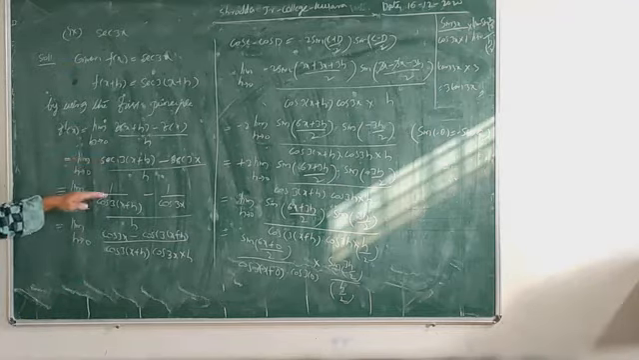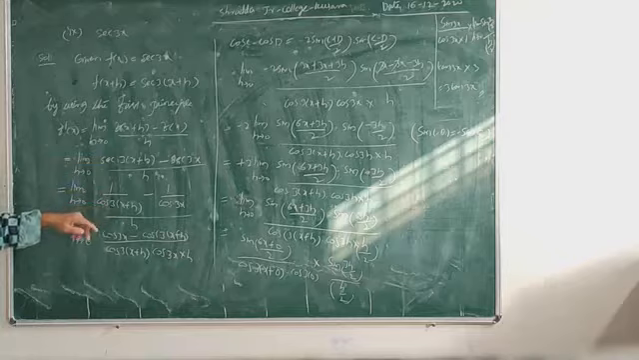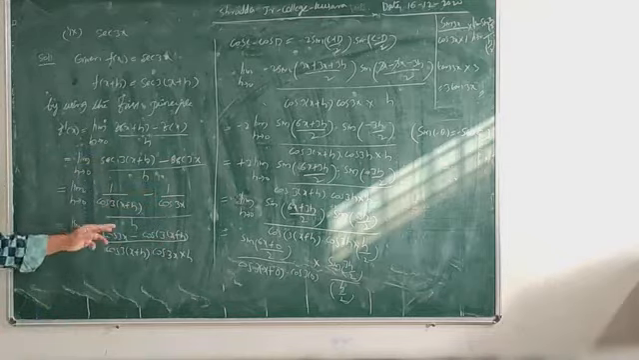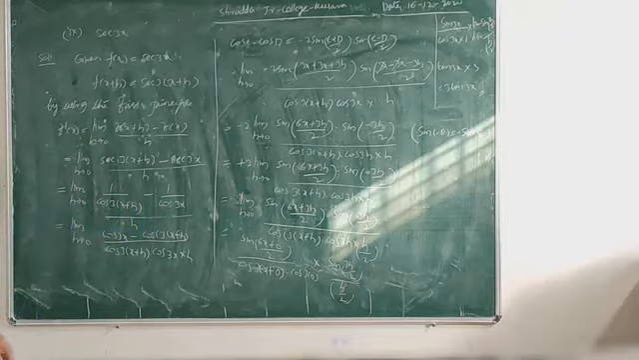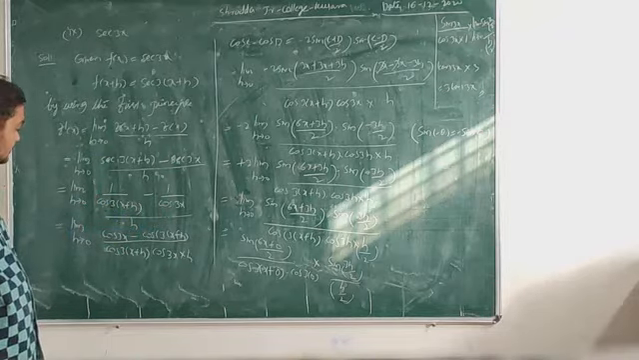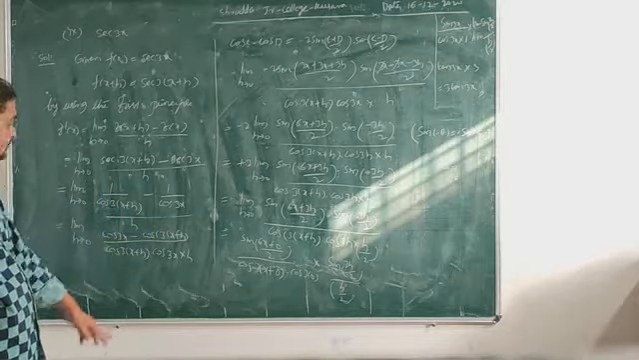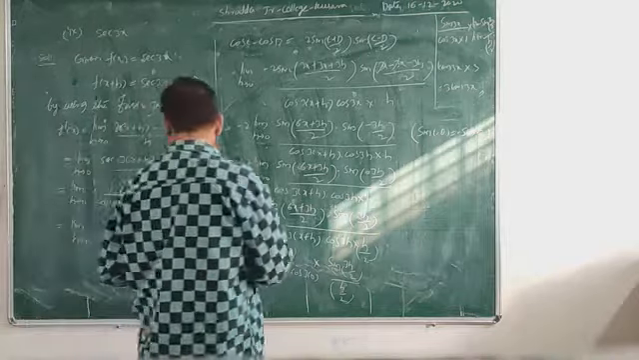Secant theta equals 1 by cos theta. Now secant theta means 1 by cos theta, by h. What is the LCM here? Cos 3x minus cos 3 into x plus h, by cos 3 into x plus h into cos 3x, into h. Now limit h tends to 0.